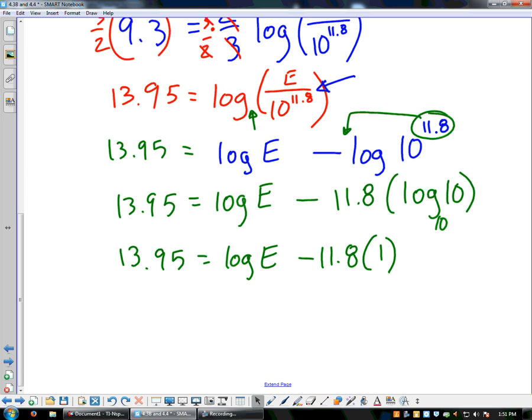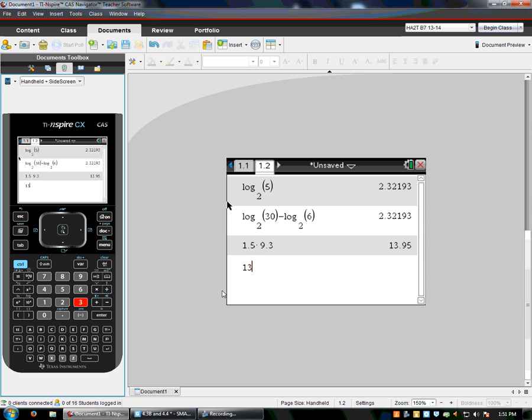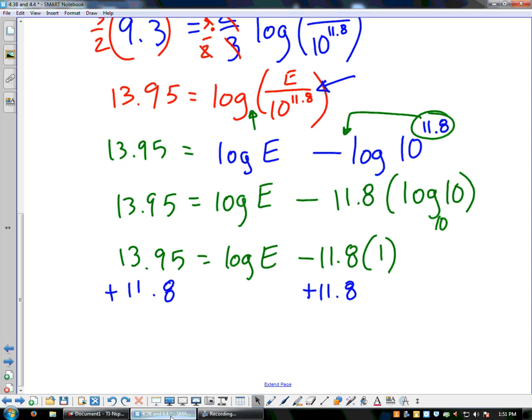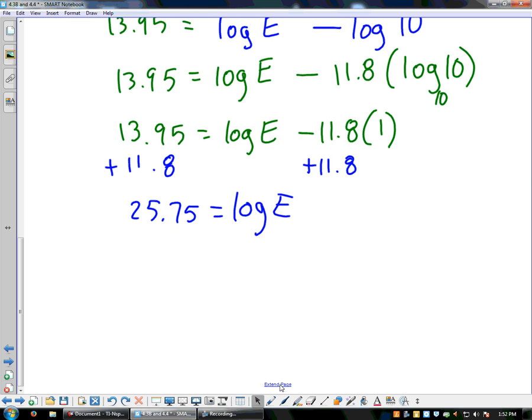And I can add 11.8 to both sides of the equation, and 13.95 plus 11.8, I'm getting 25.75 equals log of E, and now we need to solve for E. In order to do that, keep in mind that this is base 10, so this is really log to the base 10 of E equaling 25.75.